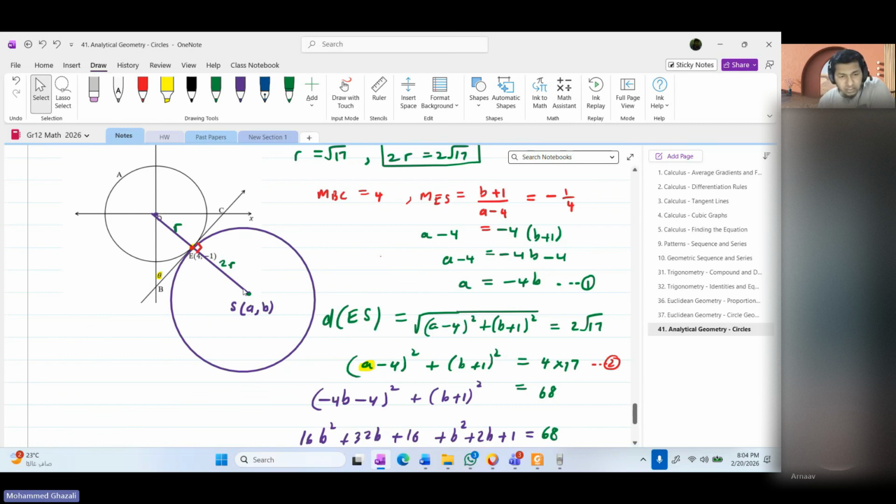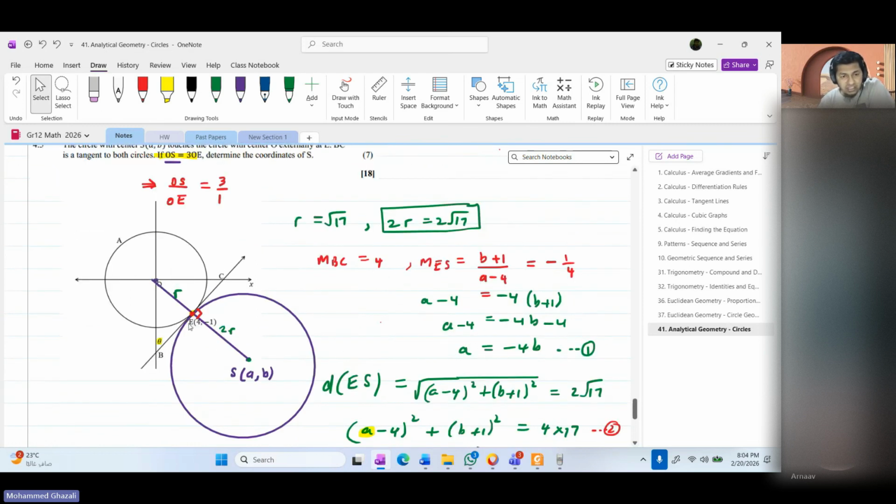The first equation I will get is by using the fact that, because OS is on the same line as ES, they must have the same gradient. So remember the gradient of BC was 4. The gradient of ES has to be negative quarter. How did I get that? Because the tangent is perpendicular to the radius. This is the radius of the bigger circle, right?